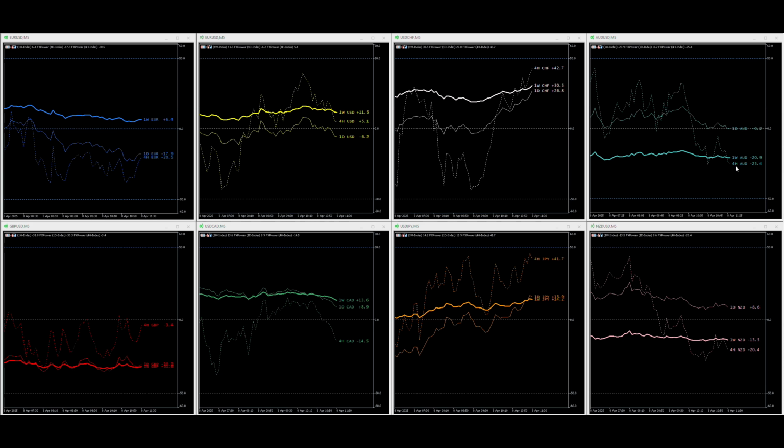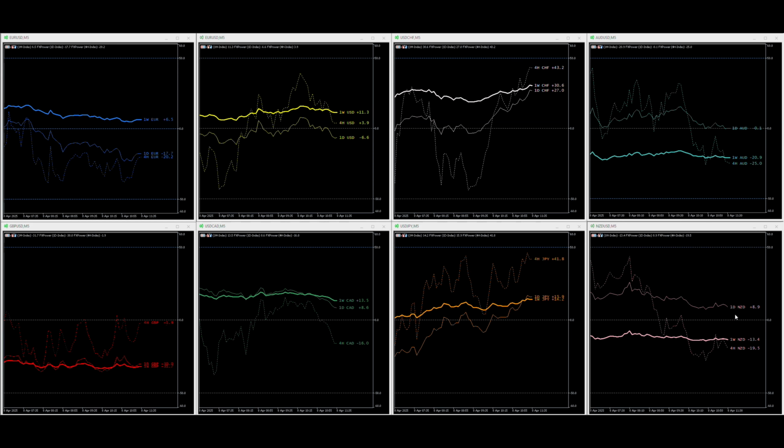Then the Aussie dollar is more on the weak side, as well as the New Zealand dollar, but this is also a split situation with the midterm trend still on the long side, moving slowly towards neutral. So if you want to trade anything today, I highly recommend having a look at the Swiss franc and Japanese yen pairs.